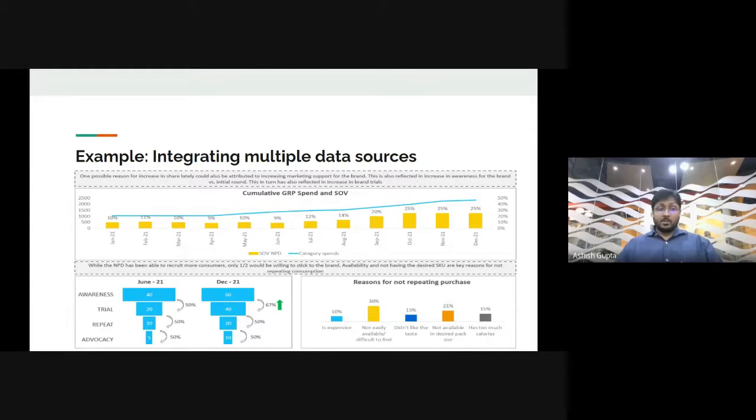And one of the possible reasons, this is again an example, right? Then we looked at the media data coming from the media agency to understand what the share of voice has been. We saw that the share of voice was increasing, and the share of voice is reflected in the awareness, but there is still something which is stopping people from consuming the brand. And this came from the survey data, and the reason came out to be that it's not available, it's not easy to find the product. So this gave a very holistic understanding to the client of what's really happening in the market, what's happening in terms of consumer behavior, and what the barriers are for people to not purchase the product.